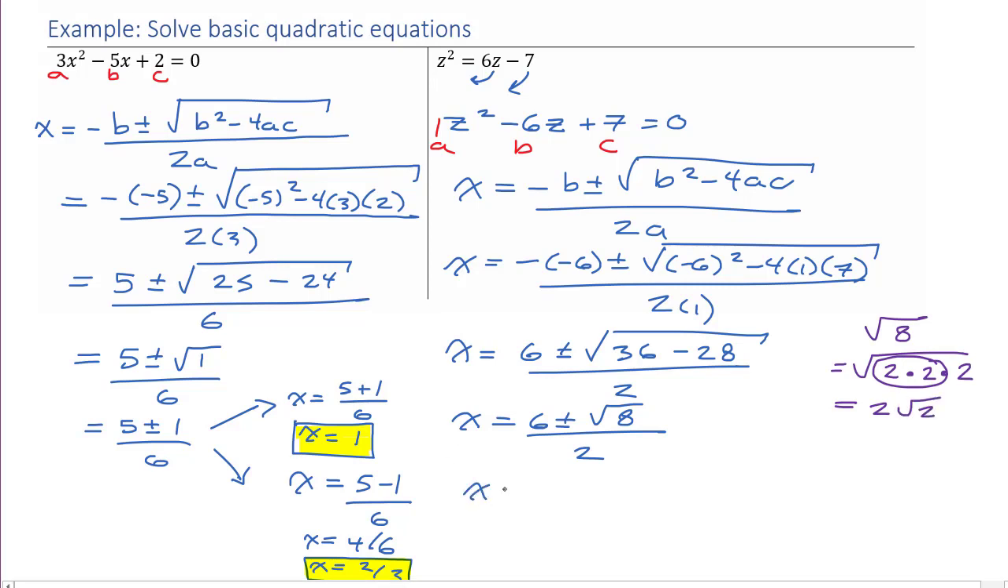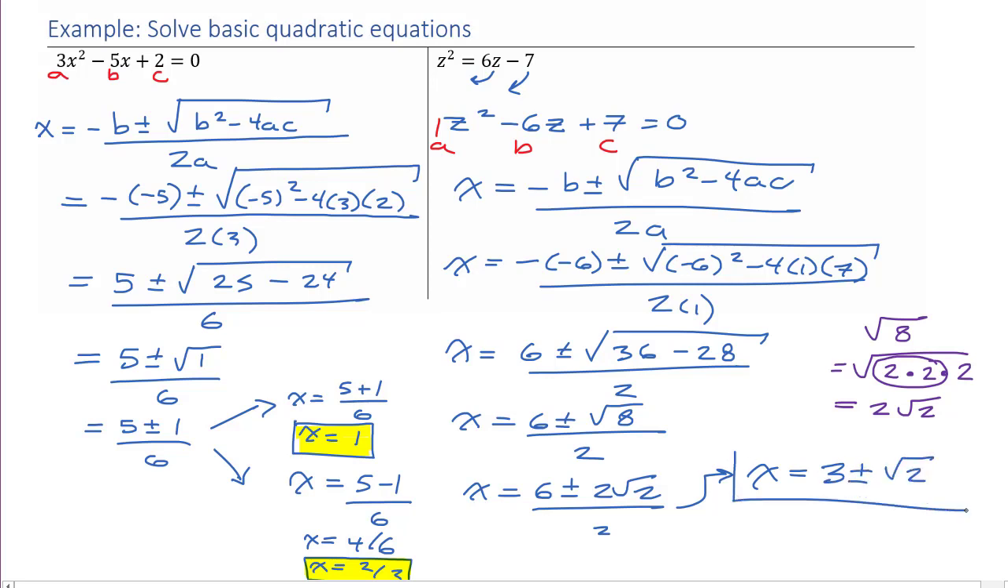So now I have x equals 6 plus or minus 2 root 2, divided by 2. Now both of the terms on top are divisible by 2, so I'm just going to scoot over here to write my final answer. X equals 6 divided by 2 is 3, and 2 root 2 divided by 2 is root 2. So that would be my final answer after dividing both the terms on top by 2. 6 is the first term, and 2 root 2 is the second term.